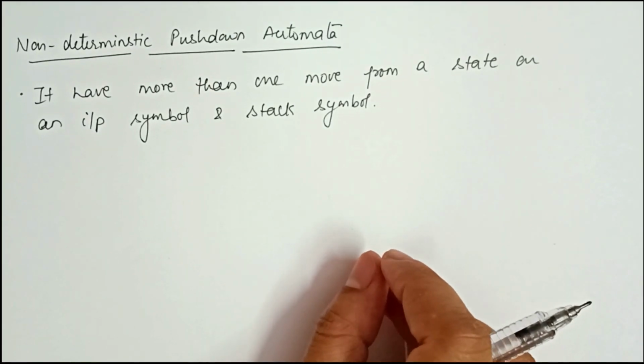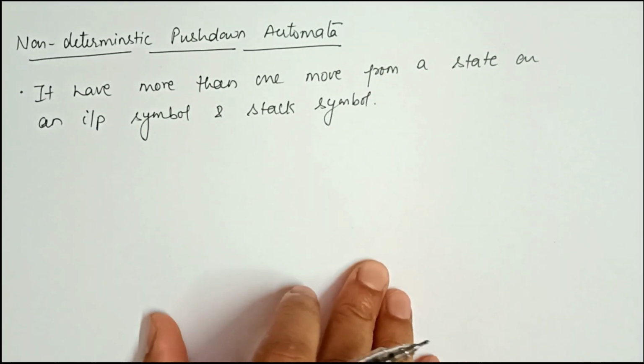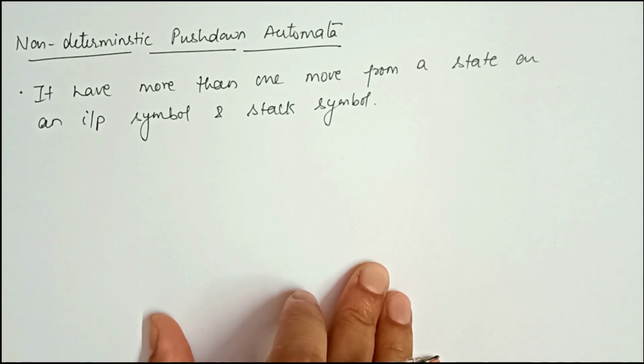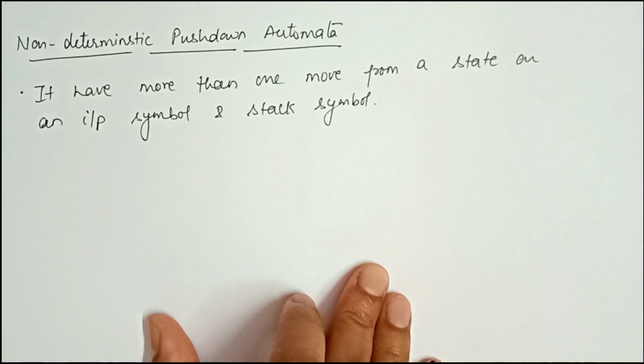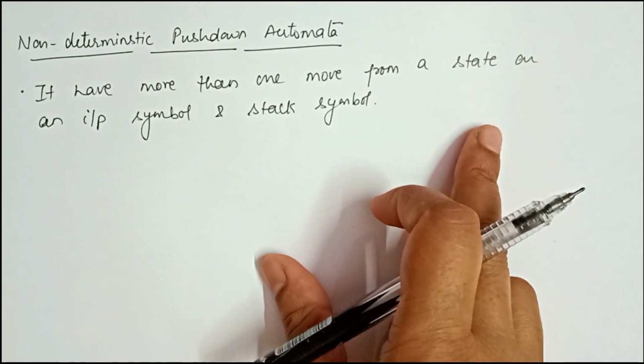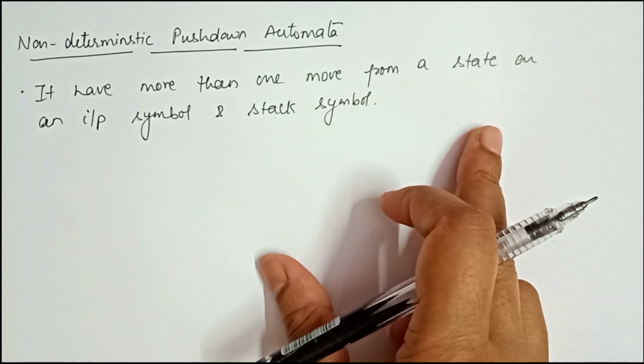Hello friends, in this video we are going to discuss the next pushdown automata type, that is non-deterministic pushdown automata. In my previous video we already discussed the basic concept of PDA, the components of PDA, and one example based on deterministic pushdown automata. Now, as the name suggests, non-deterministic means that it can have more than one move from a state on an input symbol and the stack symbol.